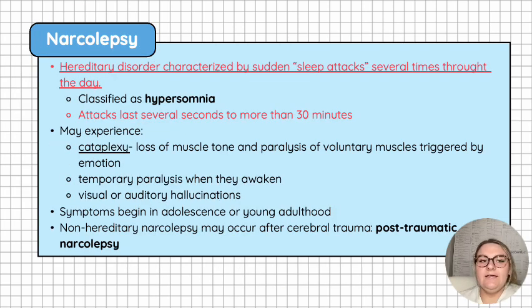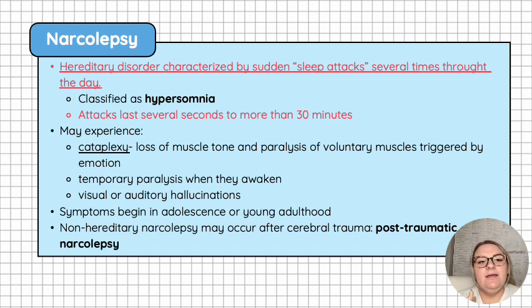Moving on to narcolepsy. Narcolepsy is a hereditary disorder which is typically described as several sleep attacks that happen throughout the day. This is a type of hypersomnia. Now, the attacks that happen throughout the day can happen for several seconds or maybe more than 30 minutes. Everyone's just a little bit different.